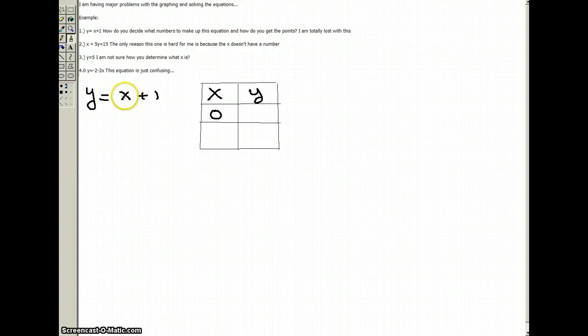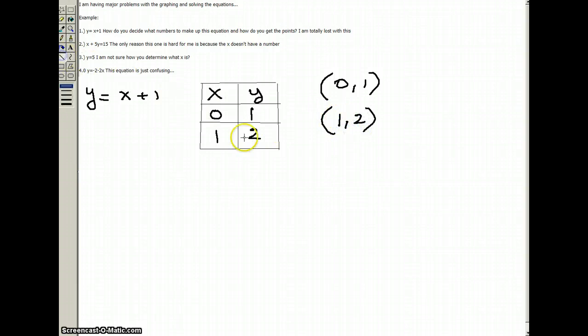So that would be 0 plus 1, and so y equals 1. So we got 0, 1. That's 1 point already. I have 1 point on the graph of the straight line. To graph a straight line, I need 2 points. So why don't we pick x equals 1? What's 1 plus 1? That's 2. Now I have 2 points I can graph.